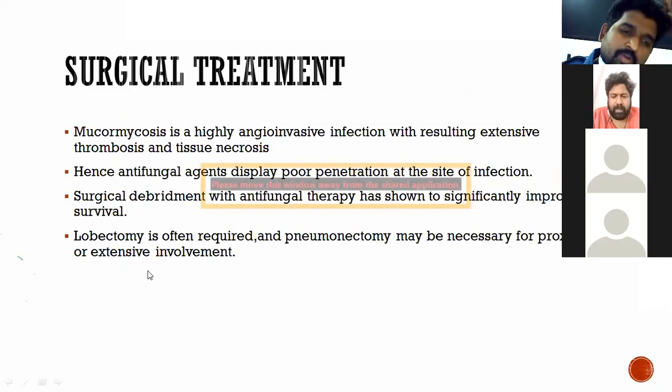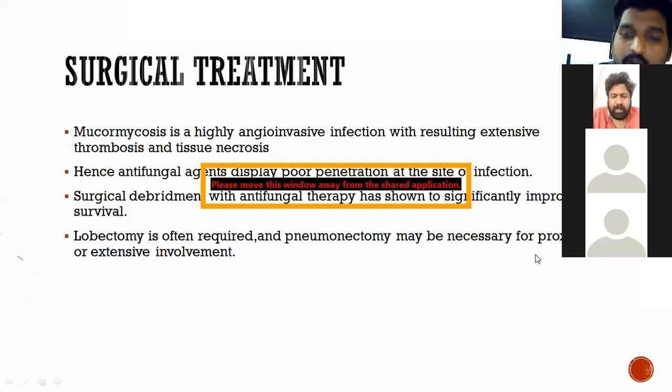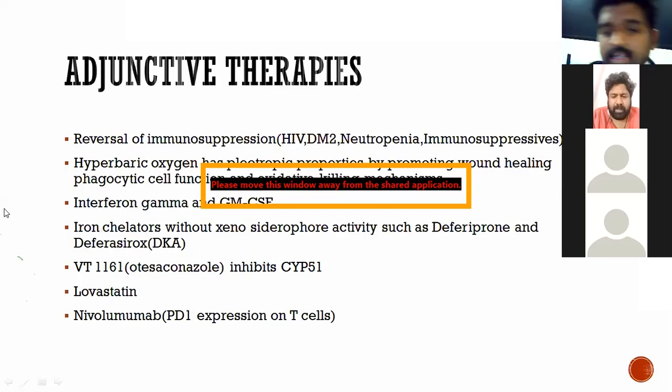In case of pulmonary mucormycosis, you can prefer lobectomy, or you can prefer pneumonectomy for the patients who have extensive disease. Similarly, for other organ-specific involvement, you can do surgery based on the specialties.